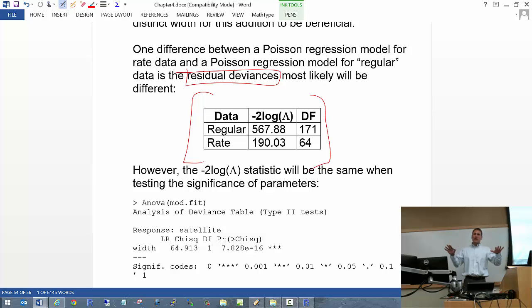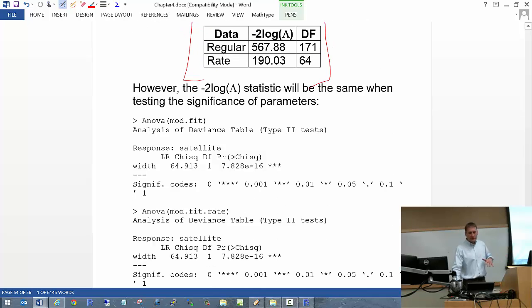That's actually not that important, though, to be honest, because let's say that I want to do a hypothesis test for width, which makes sense. I want to know, is width important or not? The negative 2 log lambda statistic that I get for testing just width itself, of course with only 1 degree of freedom because I still have 1 beta, is exactly the same, no matter if I use Poisson regression or Poisson rate regression. So that's why it's not a big deal that the residual deviance itself is different.